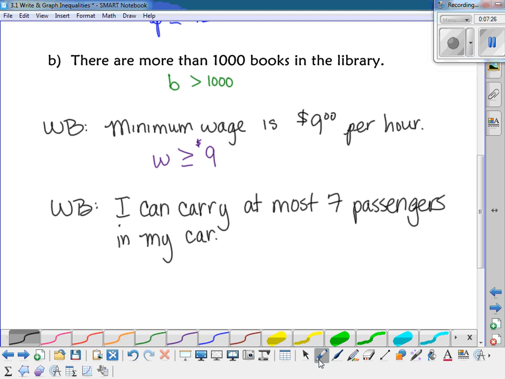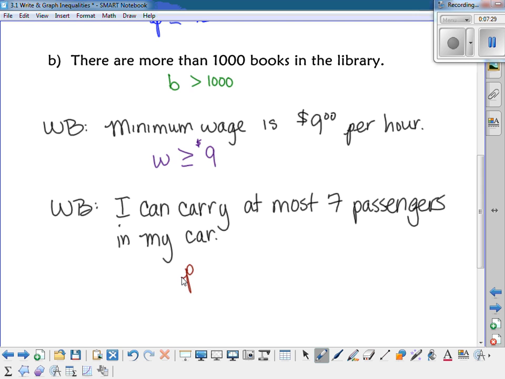Okay, so if I use P for passengers, can I have more than 7? No, it has to be less than 7. Could I have exactly 7? Yes, I could. So it's P is less than or equal to 7.